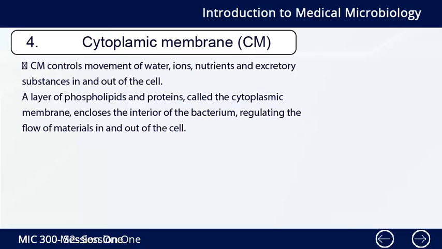Number 4, cytoplasmic membrane, that is CM. CM controls movement of water, ions, nutrients, and excretory substances in and out of the cell. A layer of phospholipids and proteins called the cytoplasmic membrane encloses the interior of the bacterium, regulating the flow of materials in and out of the cell.